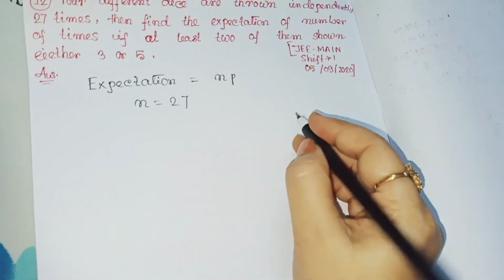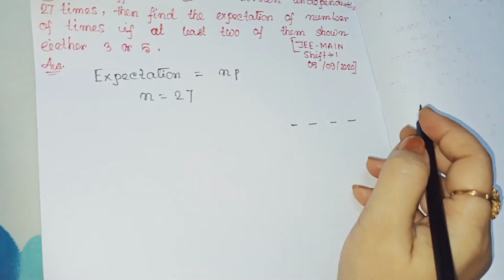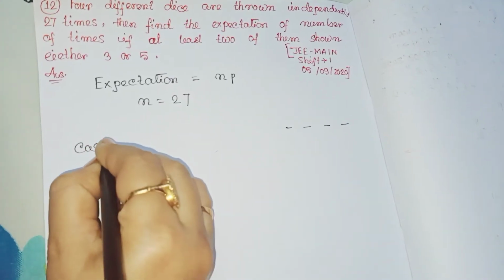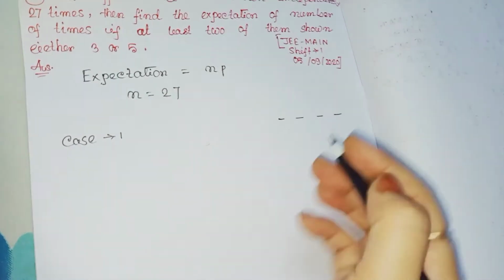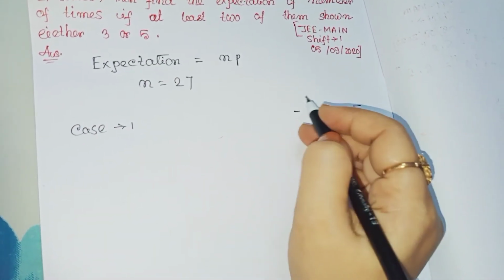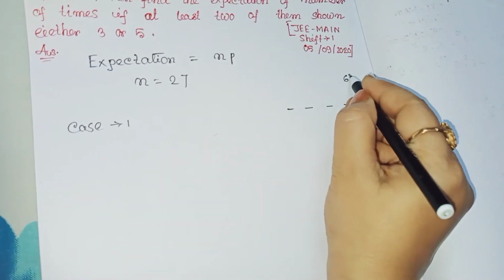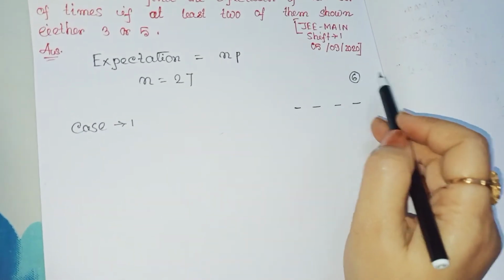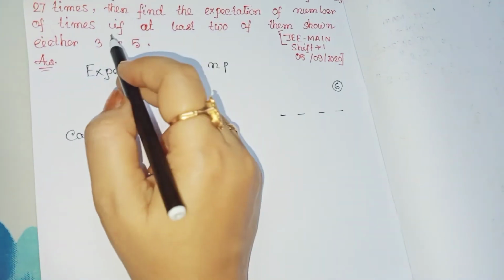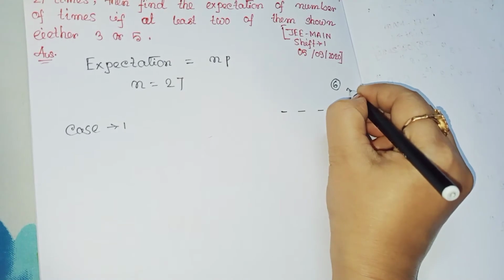So let's think: four dice are thrown independently, so three cases arise here. Case 1 is that the total number of outcomes for a die is 6, as the die contains 6 numbers, and at least two of them show either 3 or 5. So the favorable outcomes are 2.